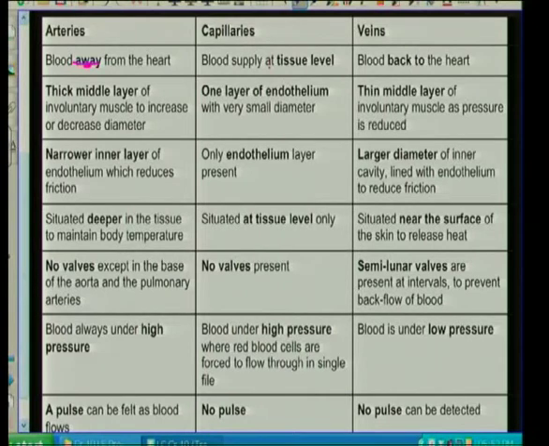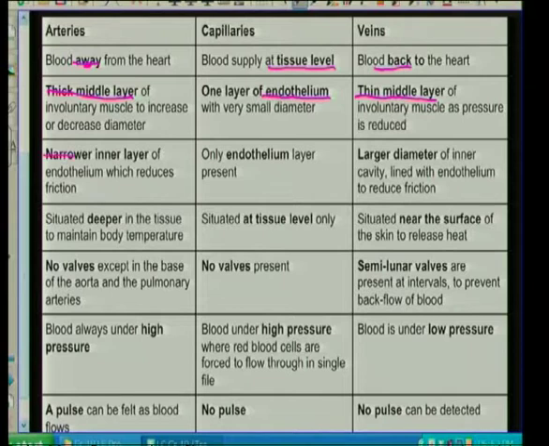Capillaries supply blood at tissue level, and veins bring blood back to the heart. Arteries have a thick middle layer of involuntary smooth muscle. Capillaries have a single layer of endothelial, and veins have a thin smooth muscle layer.